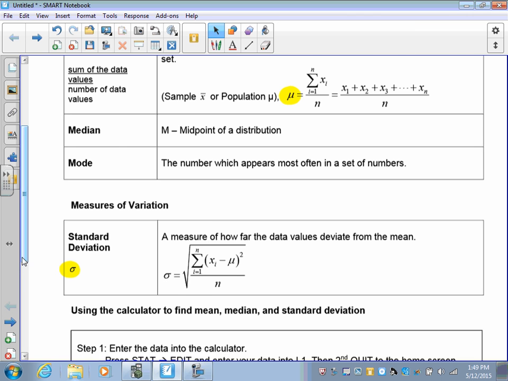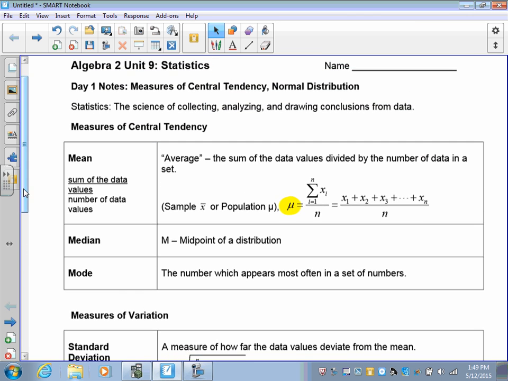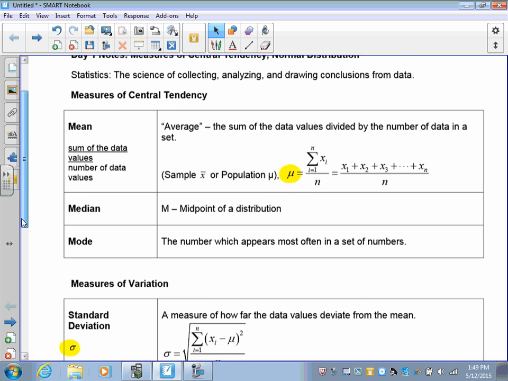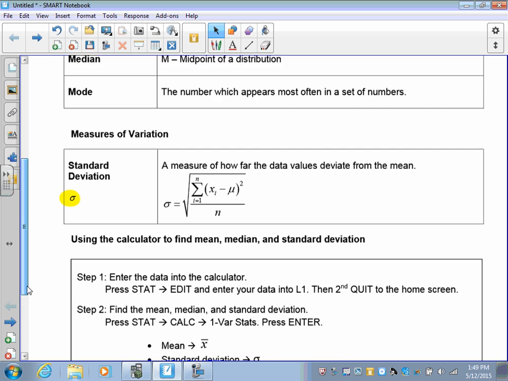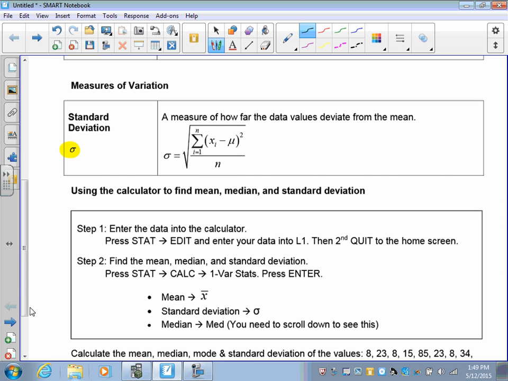So again, take a minute to pause the video, read that information. Same thing here. Where I'm going to pick up is using the calculator to find the mean, median, and standard deviation.